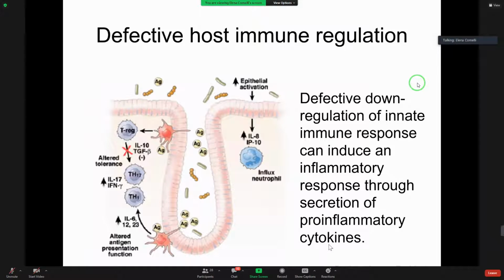And finally, there can be defects in the host capacity to regulate their immune response. There could be a defective downregulation of the innate immune response, for example, that can induce an inflammatory response and the secretion of pro-inflammatory cytokines that then would contribute to the perpetuation of inflammation.